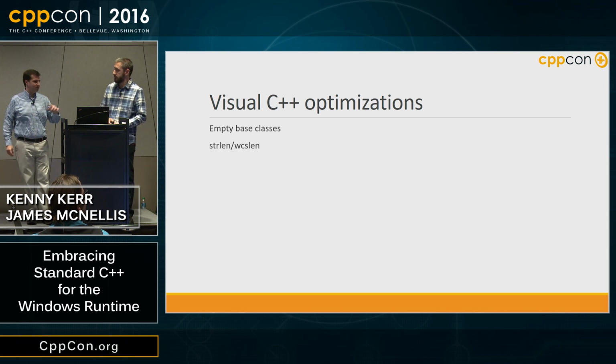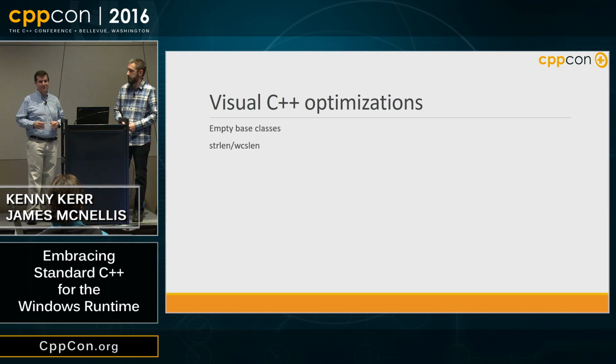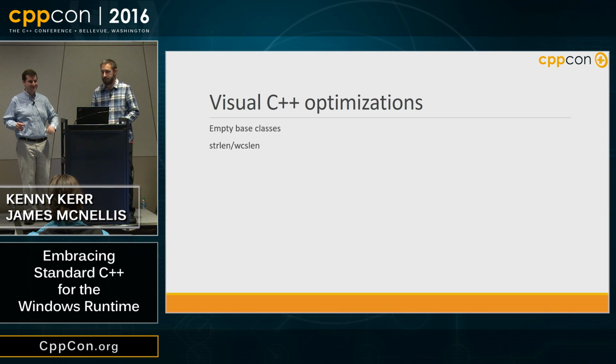Yeah, it's important to know that that's an opt-in per type, so you have to actually annotate the type, because we can't just break the ABI yet.